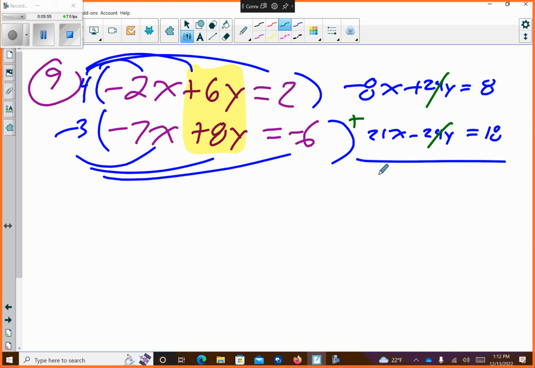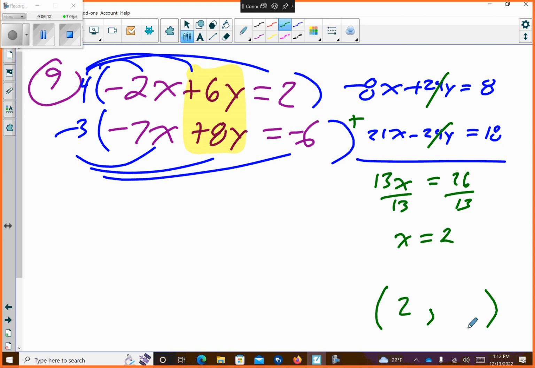That's going to give me 13x. So negative 8 plus 21 is 13x. And this is going to give me 8 plus 18, which is 26. Divide each side by 13. X is going to equal 2. Oh, that worked out really nicely. It was a little uglier problem, but we'll make it work.